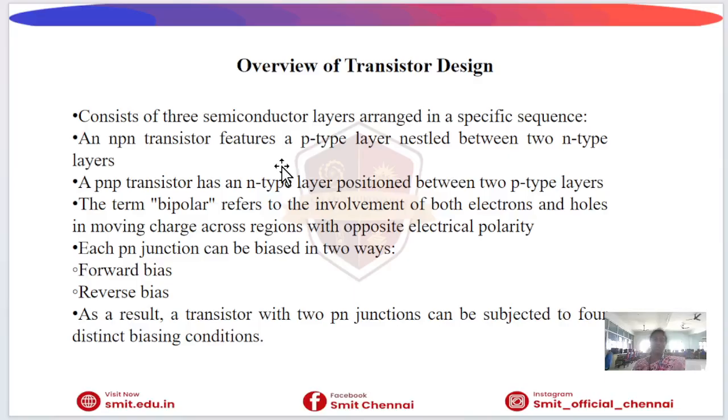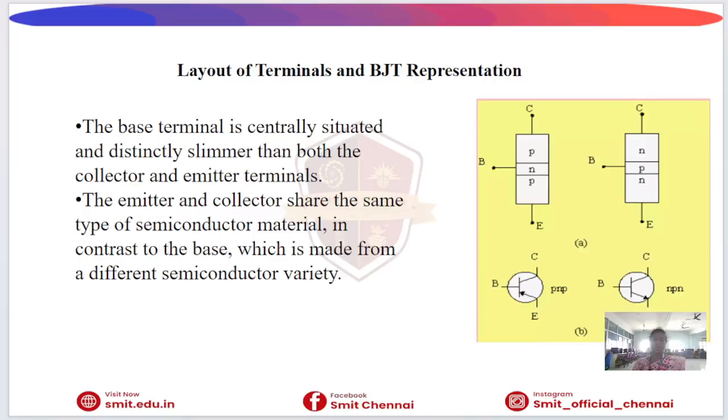Next one is the overview of transistor design. The transistor consists of two PN junctions, that is the emitter-base junction and the collector-base junction. Each junction can be forward biased or reverse biased. Theoretically, there are four biasing possibilities, but only one condition is normally used for amplification, that is the active region. The emitter-base junction is forward biased and the collector-base junction is reverse biased. This is the most important operating condition.